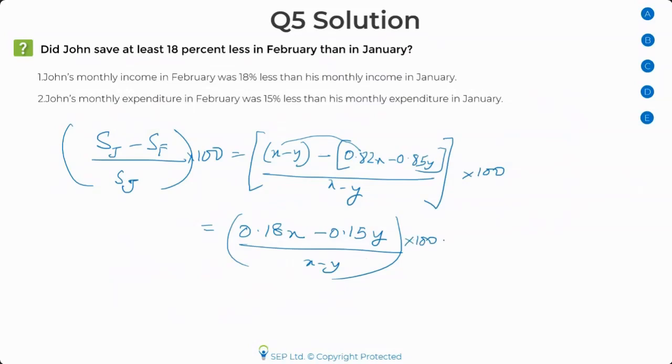Now, this is how I manipulate. I leave it up to you to decide whether you want to do it in the same way or not. What I basically do is I see 0.18, 0.15. At this point, a lot of people will say that, hey, it's not possible to get the answer. But what I would strongly suggest is to take X minus Y common from the numerator by breaking it like this.